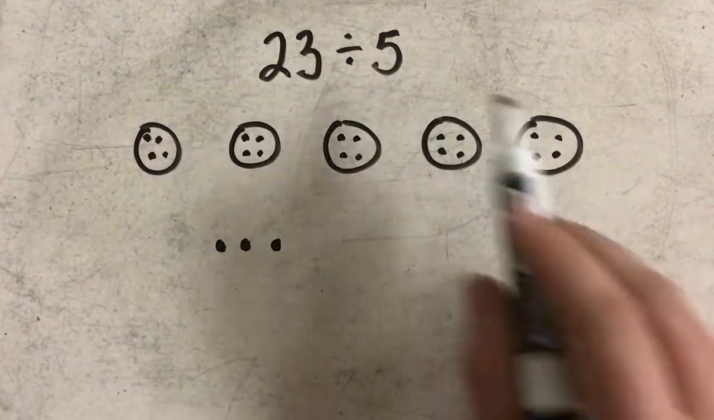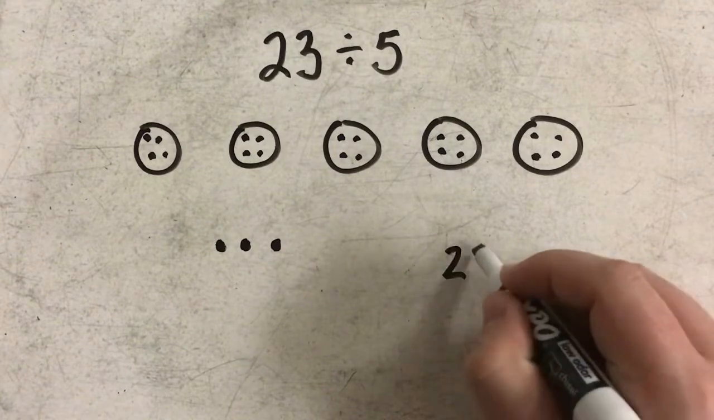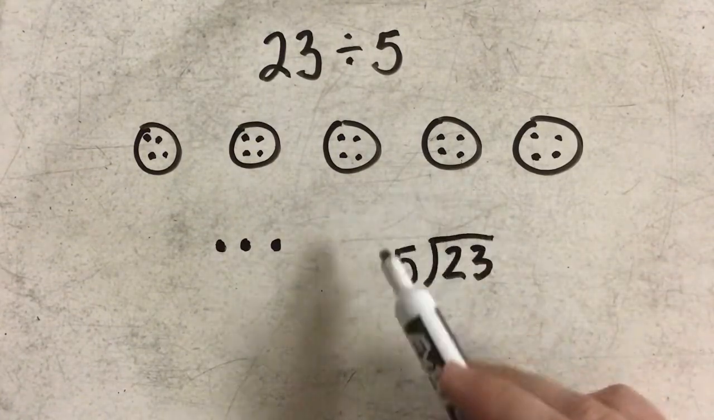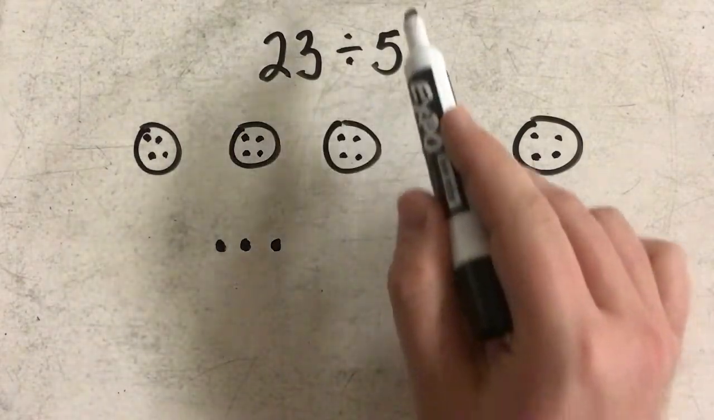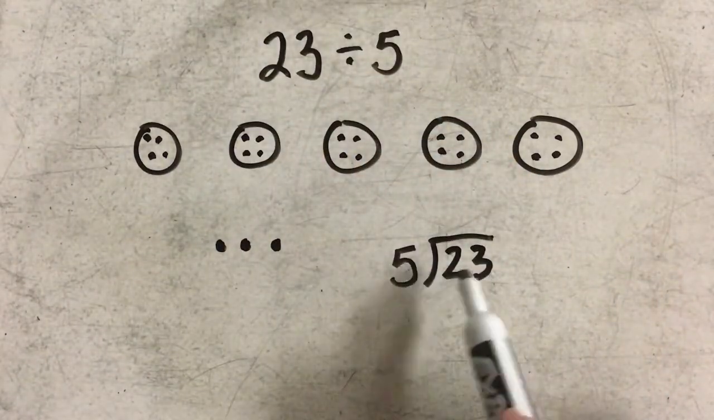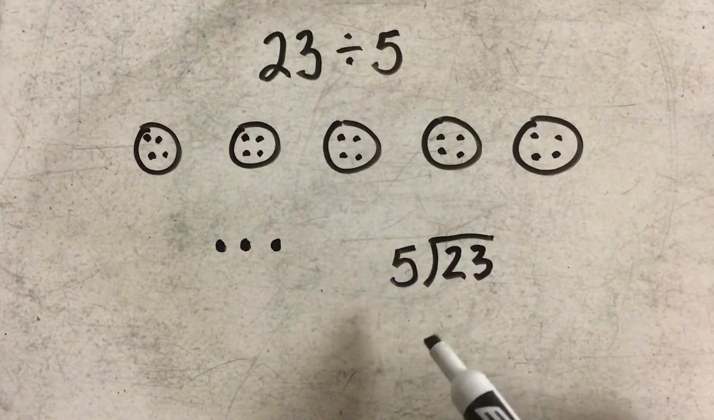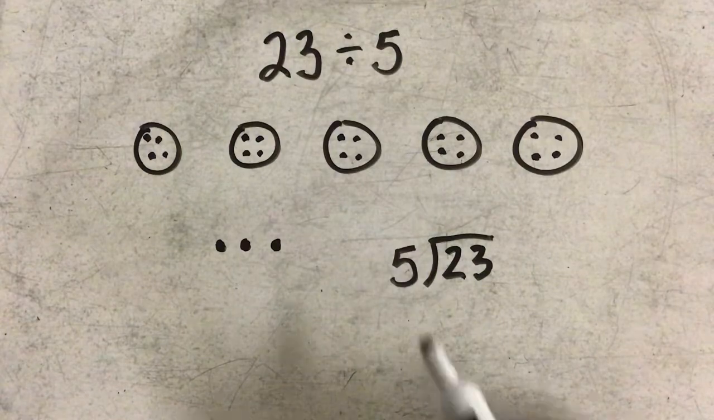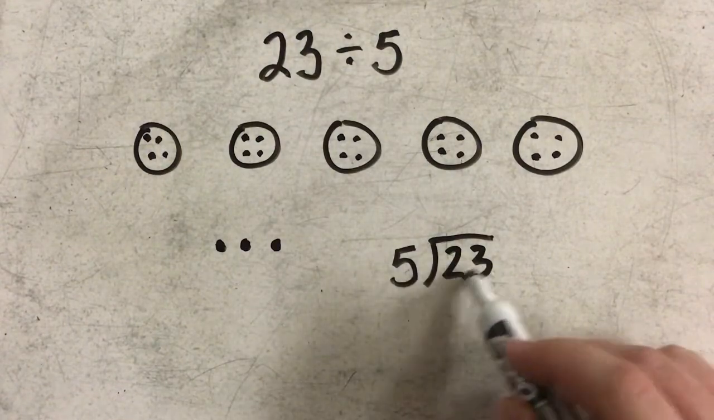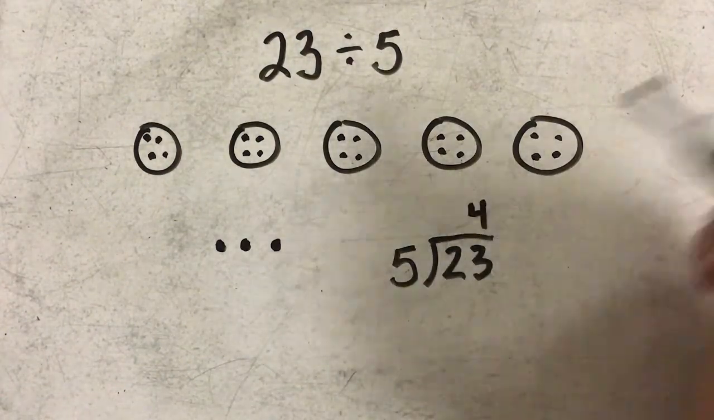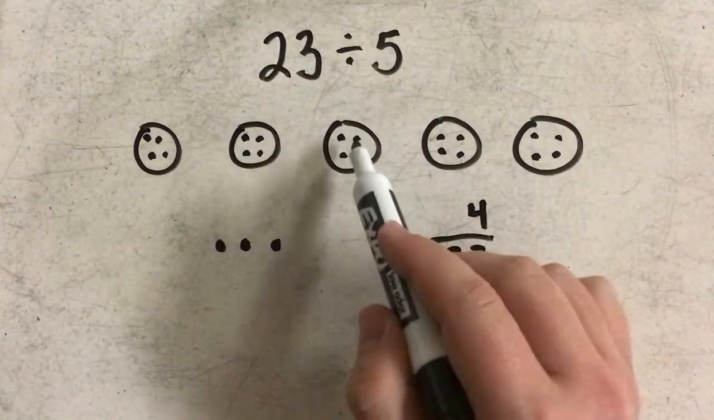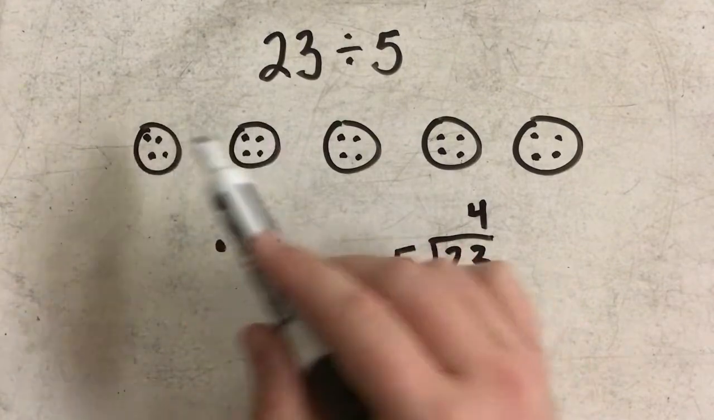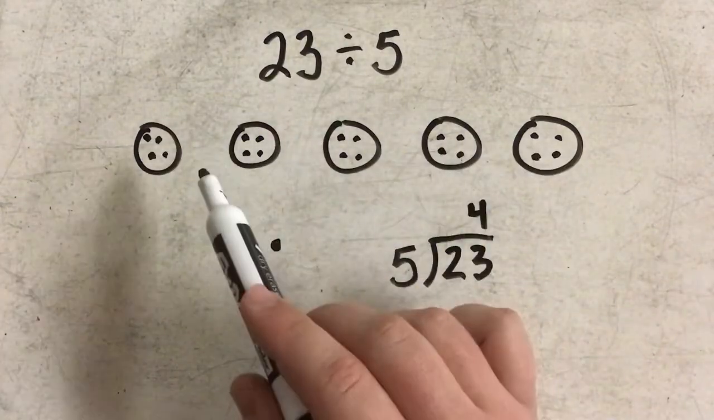Another way that I could represent this mathematically is to use the equation 23 divided by 5. And this 23 divided by 5 is the same as this. It's just written in a different way that is easier when we are dividing larger numbers that will end up having remainders. And I would say that 5 goes into 23 4 times because each person got 4 cookies. I can make 5 groups of 4 evenly.